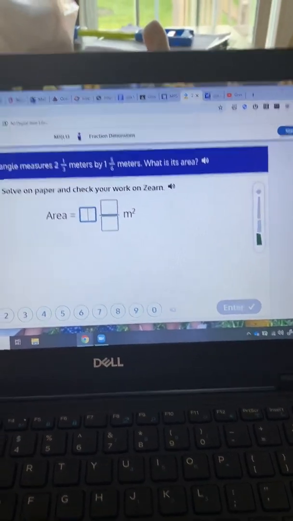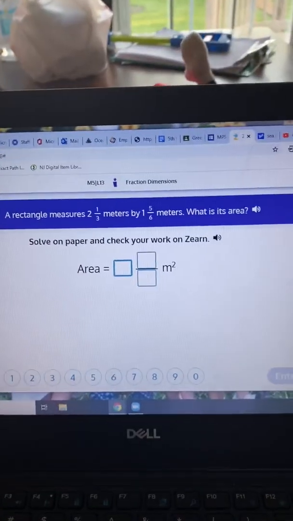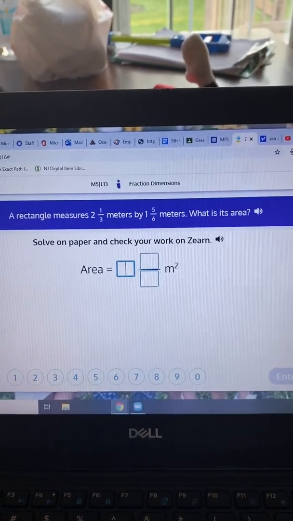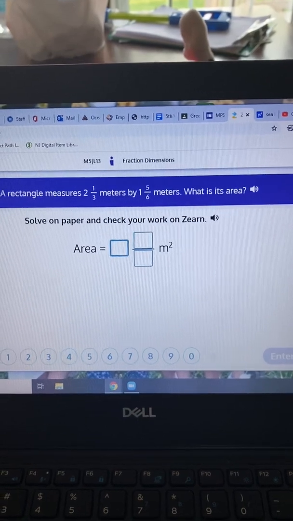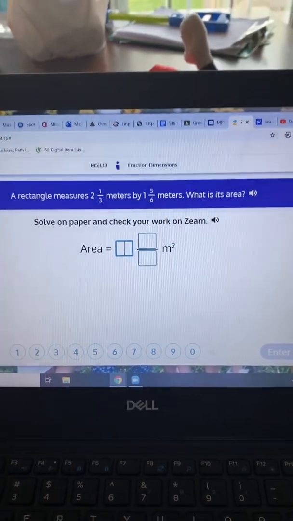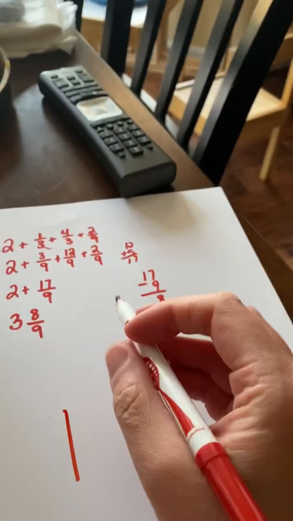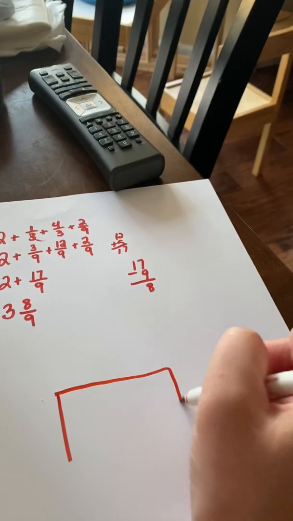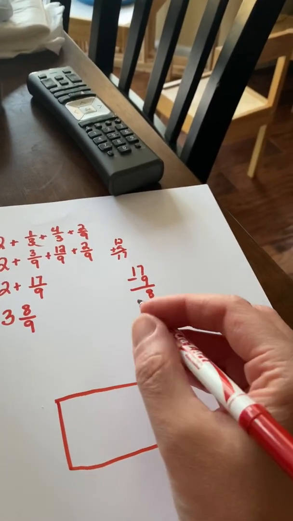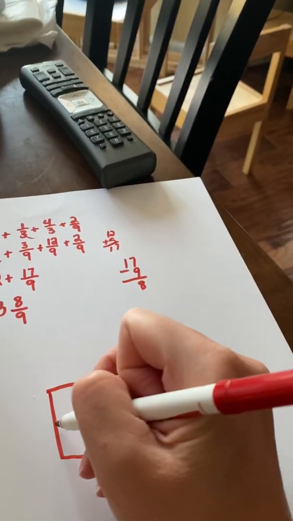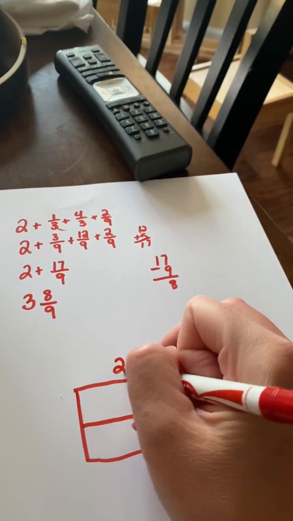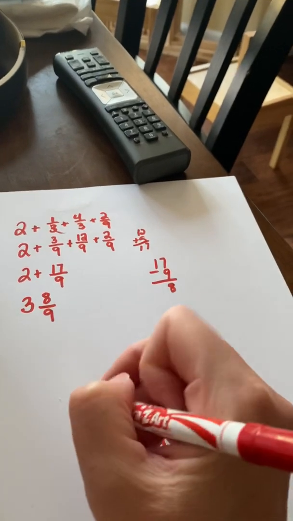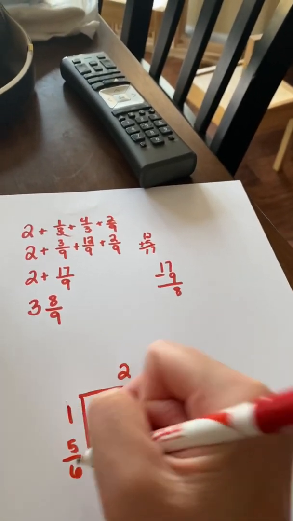Okay, so this one is giving us a problem. It's not telling us to label it. It's not telling us to do the partial products, but it wants an answer. So we have to label it and do partial products and all of that. So we're going to have to go to our paper. The first thing I'm going to do, it says it is a rectangle, so I'm going to draw my rectangle. So we're going to need 2 1/3 by 1 5/6.